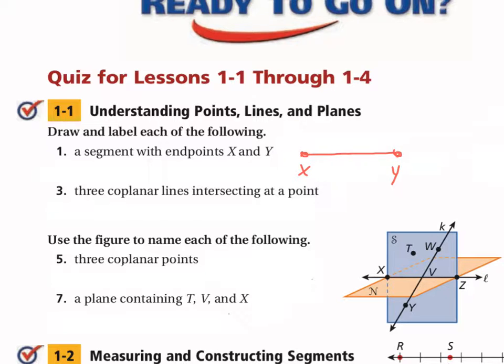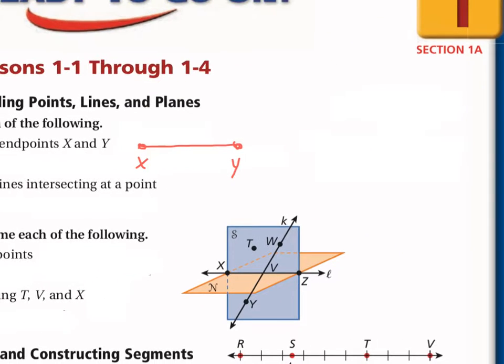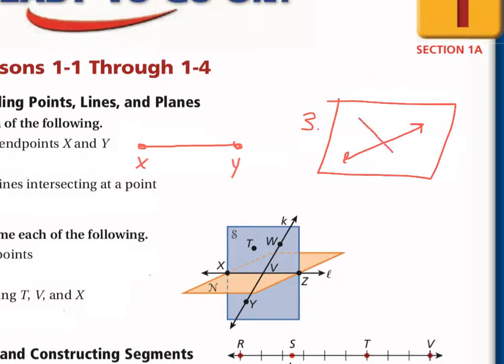Draw 3 coplanar lines intersecting at a point. So we could draw a plane. We'll draw number 3 over here. A plane with 3 intersecting lines that all intersect at the same point in the middle there. Remember, lines have to have arrows on them.